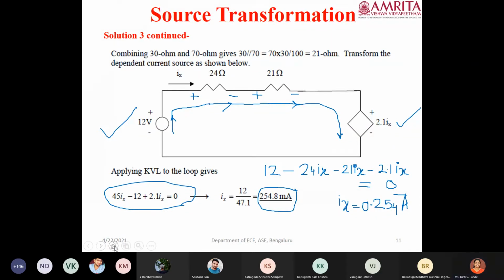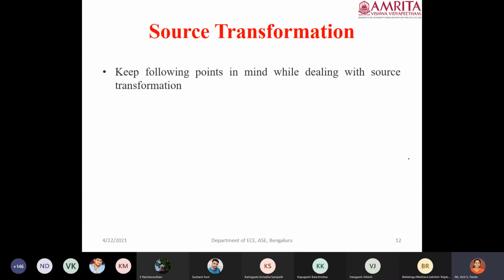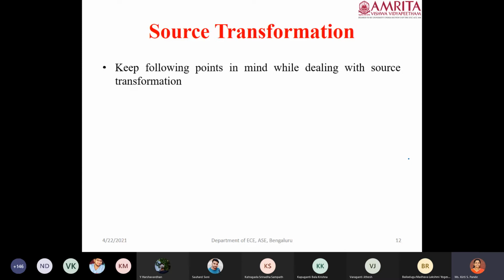The one who was trying to say plus 2.1 ix, did you understand in my equation? Yes, ma'am. Okay, good. So certain things which you need to keep in your mind when you are dealing with source transformation.